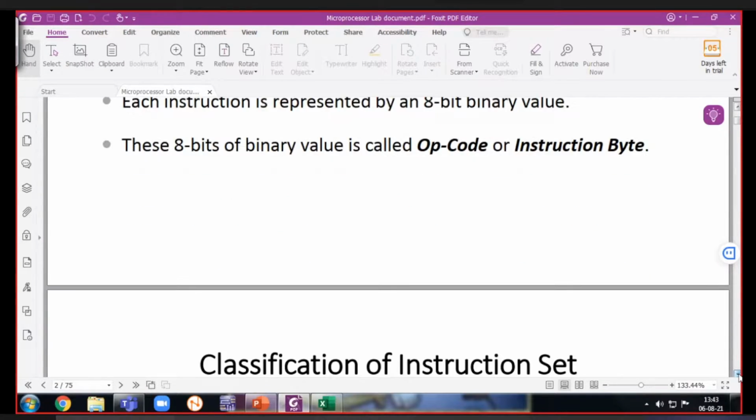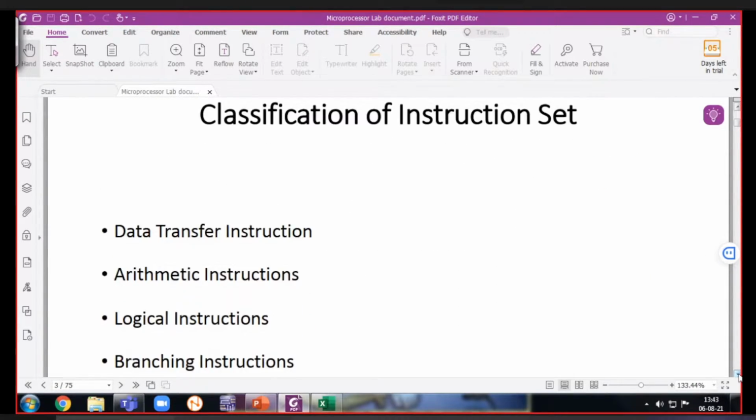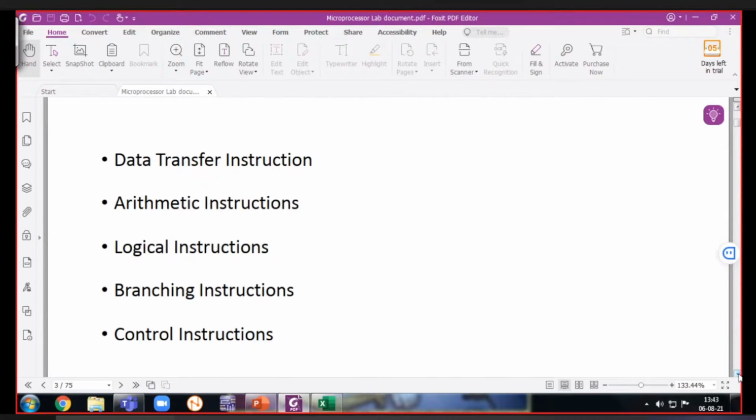Then we come to the classification of the instruction set. This is important. We can categorize all the instructions in different parts: data transfer, arithmetic instructions, logical instructions, branching instructions, and control instructions. All the 246 instructions we can divide into these types. So we'll see one by one which instructions come under data transfer. What is the meaning of data transfer?